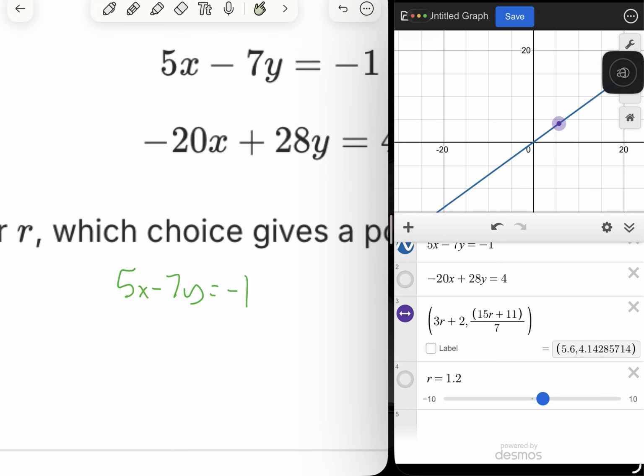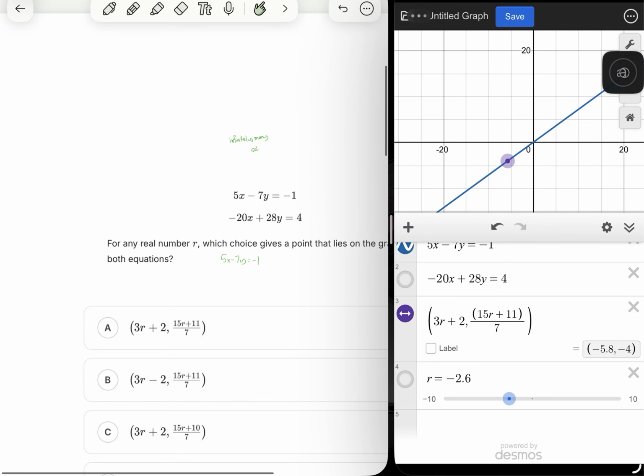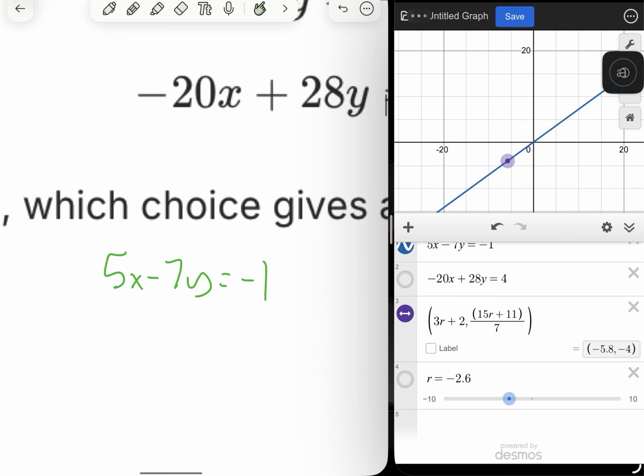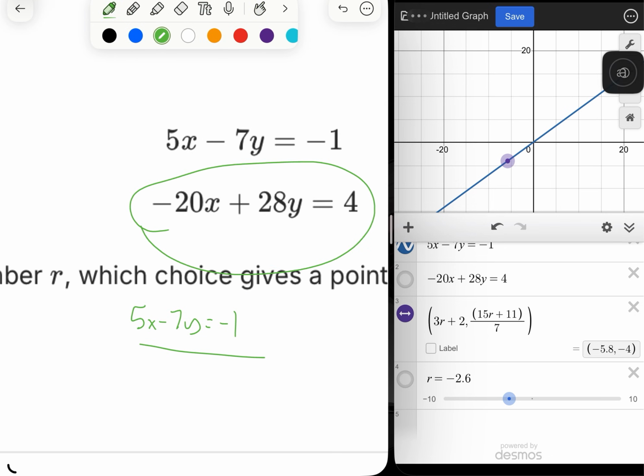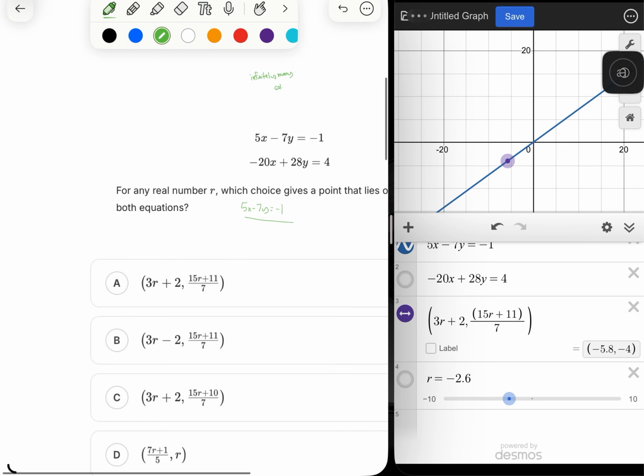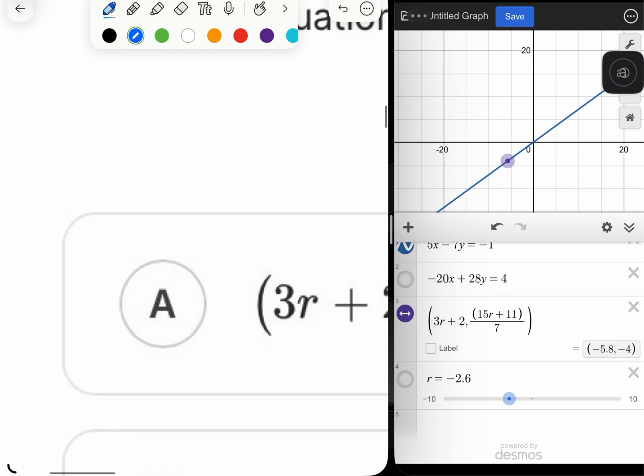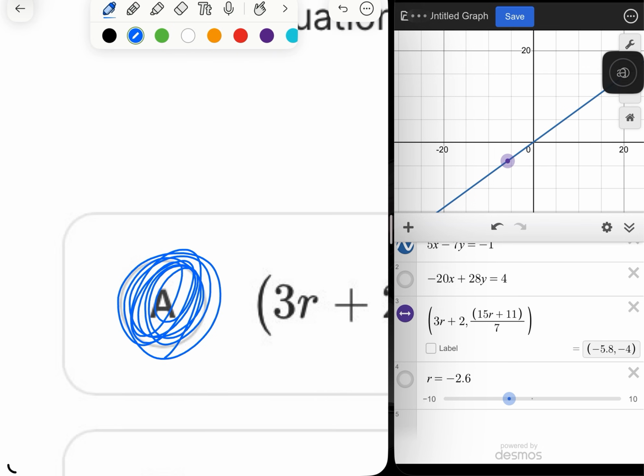So what does this actually mean? It means that for any real number r, this point is always going to lie on the line. It's always going to lie on the graph of 5x minus 7y equals -1, and therefore also on the graph of the second equation, because they're the same exact thing. So our first answer choice that we tested is the right answer, because the point always stays on that line.